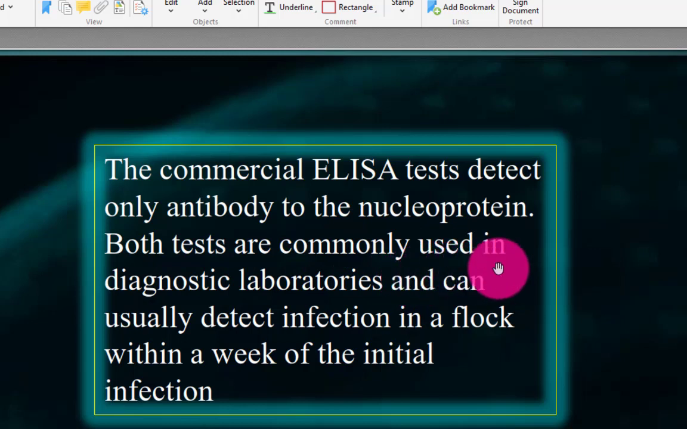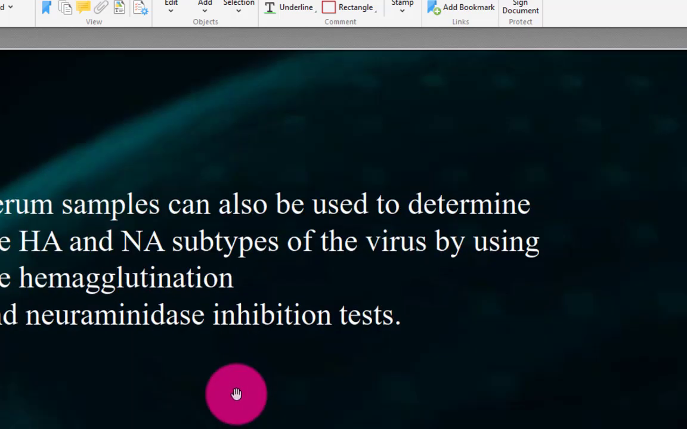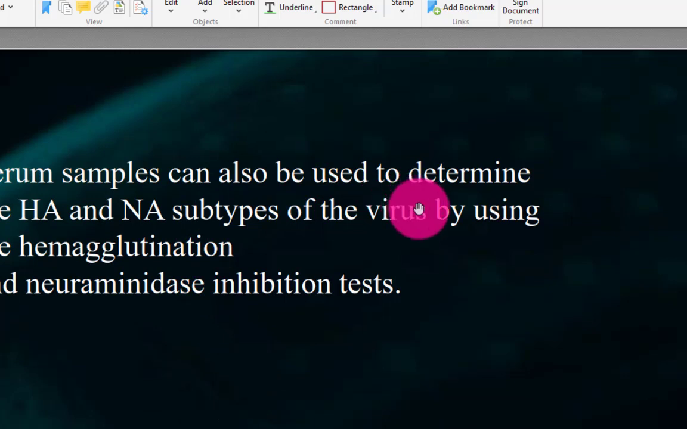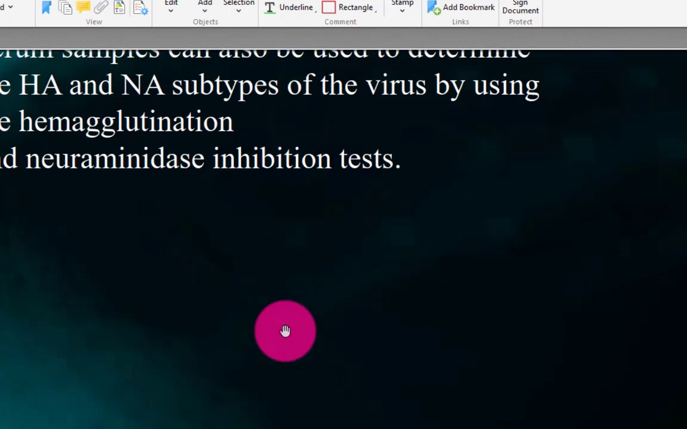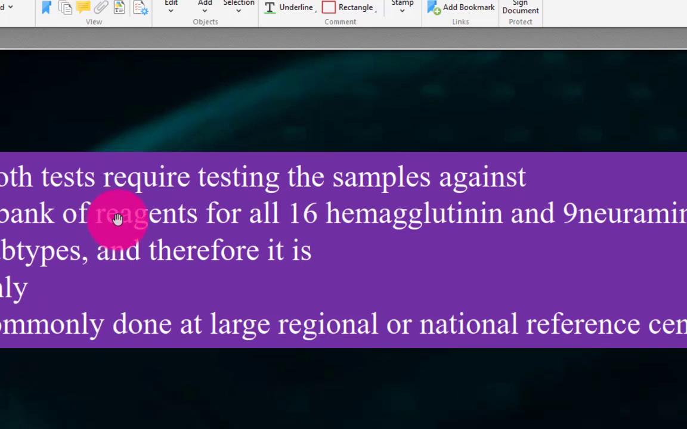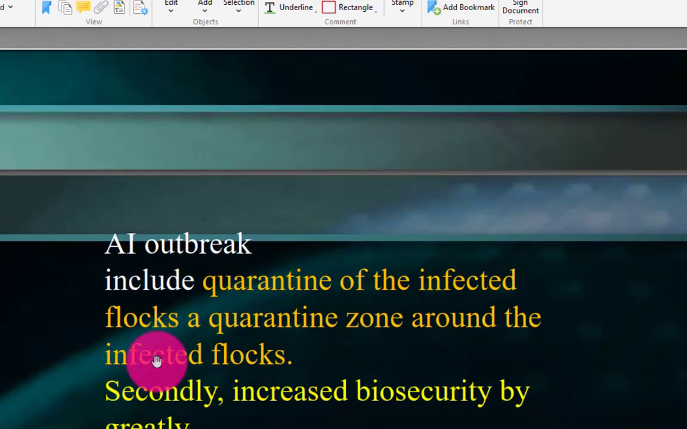Both tests are commonly used in diagnostic laboratories and can usually detect infection in a flock within a week of initial infection. Serum samples can also be used to determine the hemagglutinin and neuraminidase subtypes of the virus by using the hemagglutination and neuraminidase inhibition tests. Both tests require testing the sample against a bank of reagents for all 16 hemagglutinin and 9 neuraminidase subtypes, and therefore it's only commonly done at large regional or national reference centers.